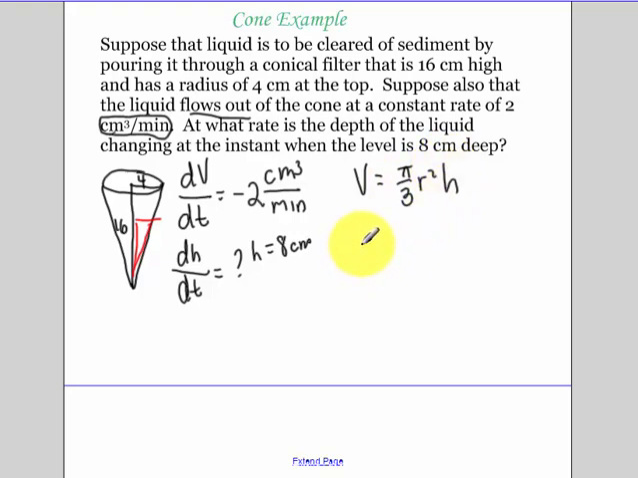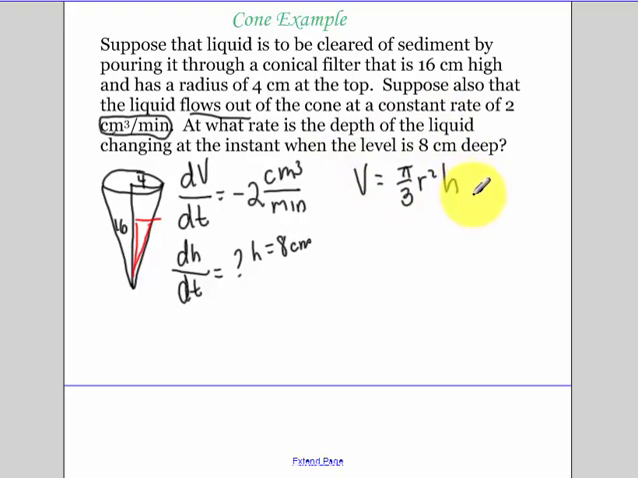So then I need to get this in terms of one variable. Since I'm looking for dh/dt, I need to get rid of r. If I didn't get rid of r, I'd have a product rule, and I don't know how r relates to h in terms of rates.